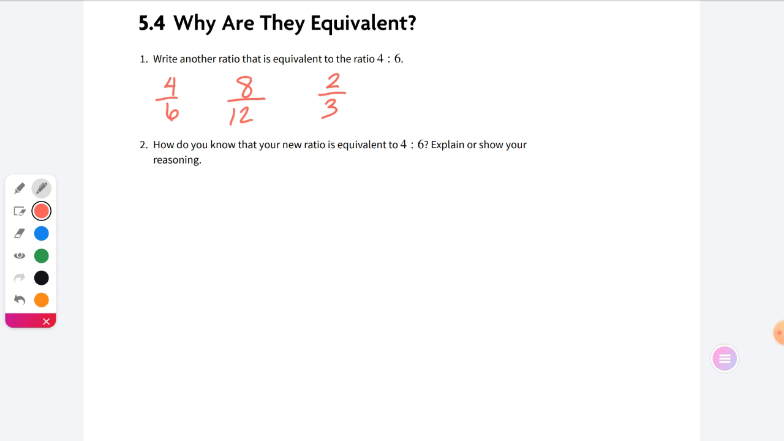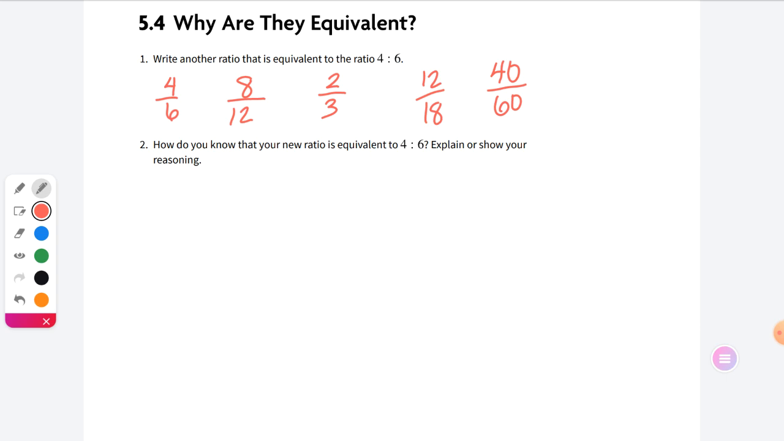Who gave me another one? Owen? 12 over 18, because you did times 3, times 3. Could I do 40 over 60? Yes. Could I do 400 over 600? Yes. Could I do 200 over 300? Yes. How many different ratios could I potentially ask you for?